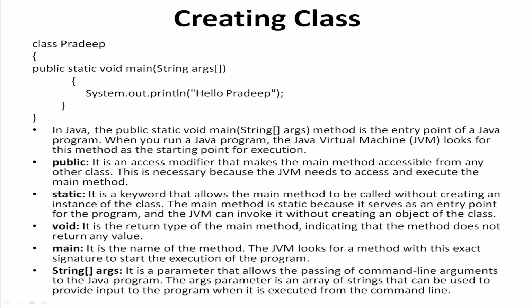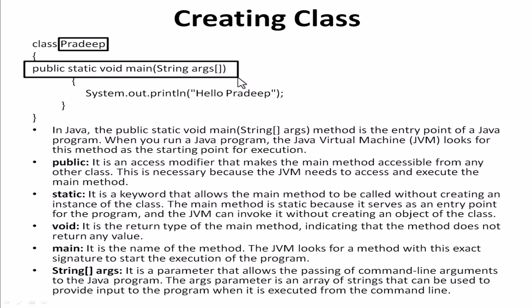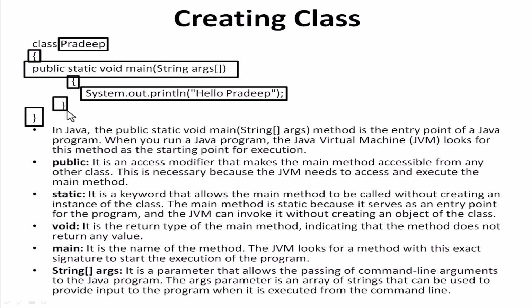So, creating a class. You can create a class by using the keyword class followed by the class name. Here I have given class followed by the class name, which is Pradeep. Let us see the syntax. A Java program starts with public static void main. Here we have given a statement, System.out.println, hello Pradeep. The class starts with a curly brace and ends with a curly brace. Similarly, the main method starts with a curly brace and ends with a curly brace.